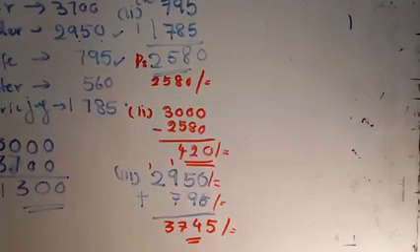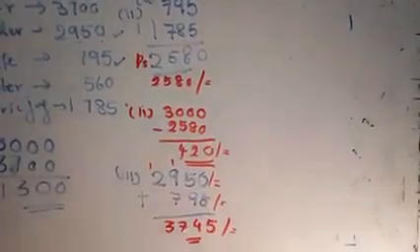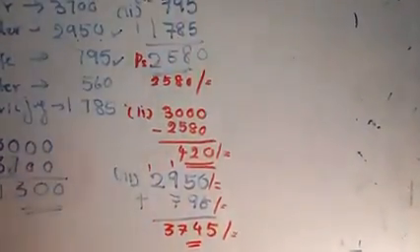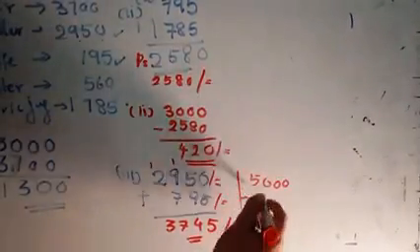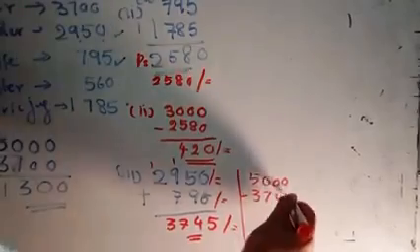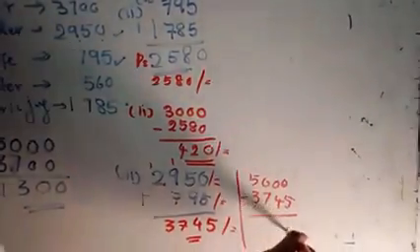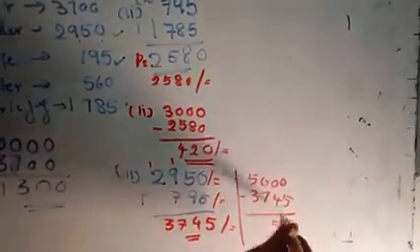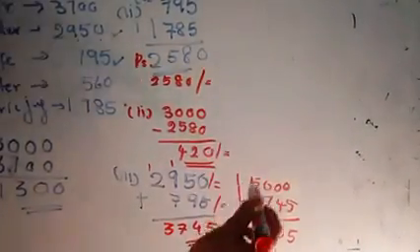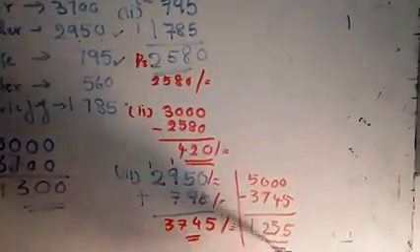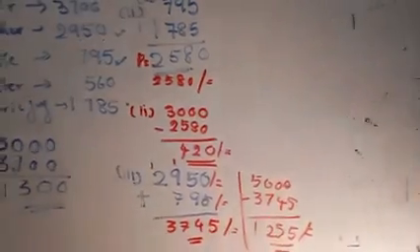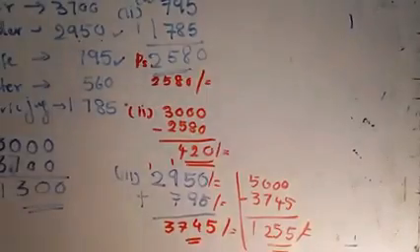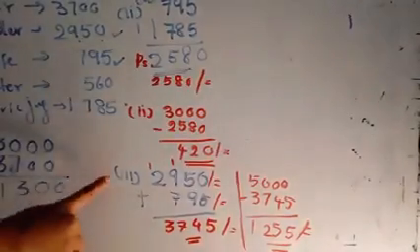3,745. And what does he do? He gives 5,000. This is the bill, but he gives 5,000. What is the balance he received? 5,000 minus 3,745. 10 minus 5 is 5, 9 minus 4 is 5, 9 minus 7 is 2, 4 minus 3 is 1. 1,255 is the balance that he receives. Okay, so the next one is, we're done with the third one.